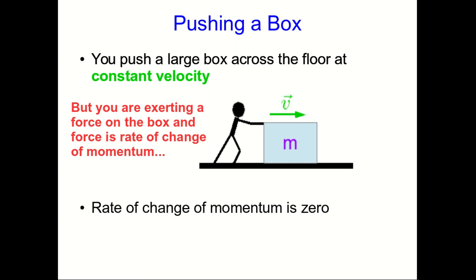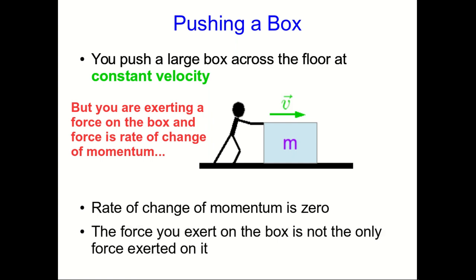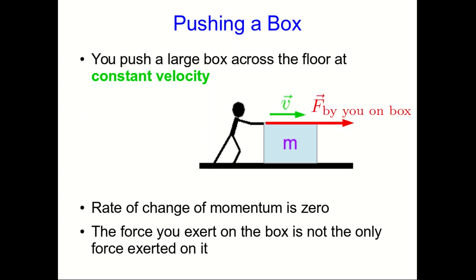The reason this can happen is that the force you are exerting on the box isn't the only force exerted on it. So you're pushing forward on the box, but the box is also interacting with the floor. And you probably know, if you think about it for a moment, that there will be a frictional force back on the box due to the floor.